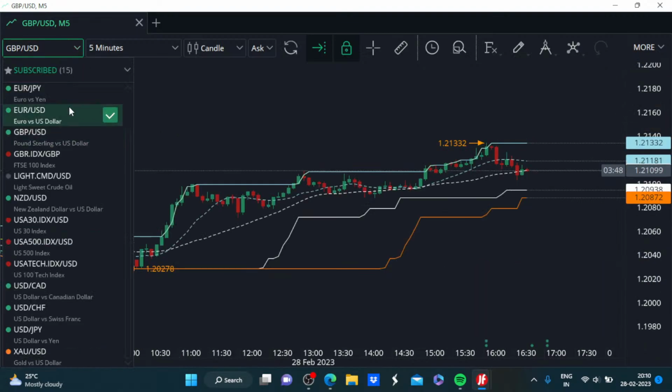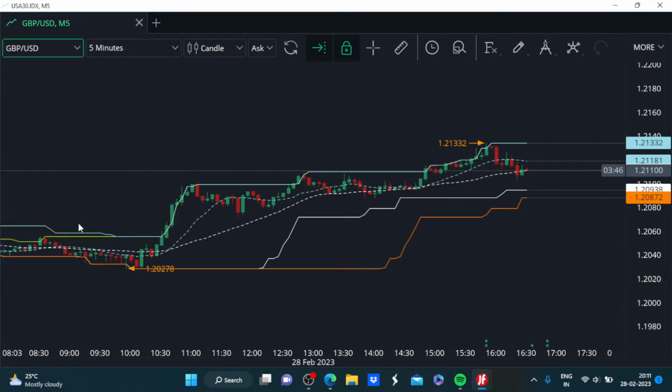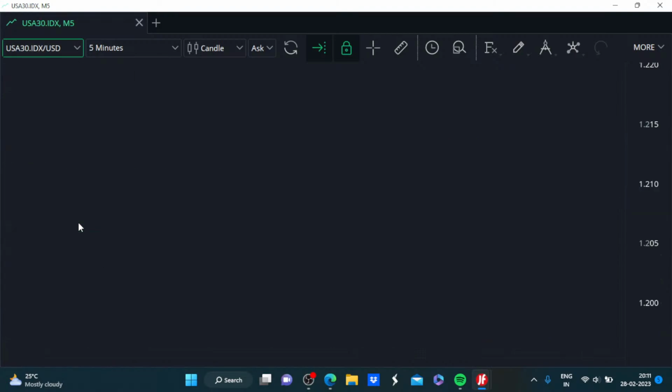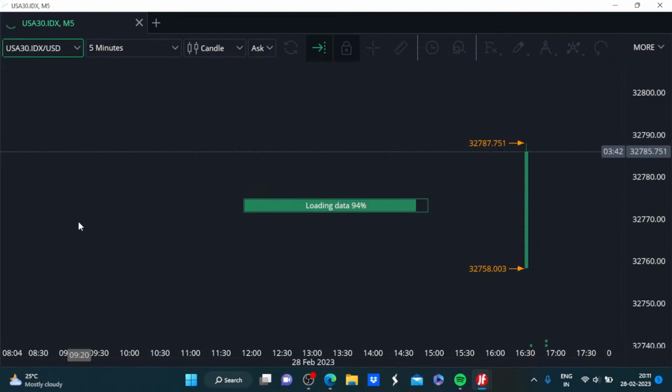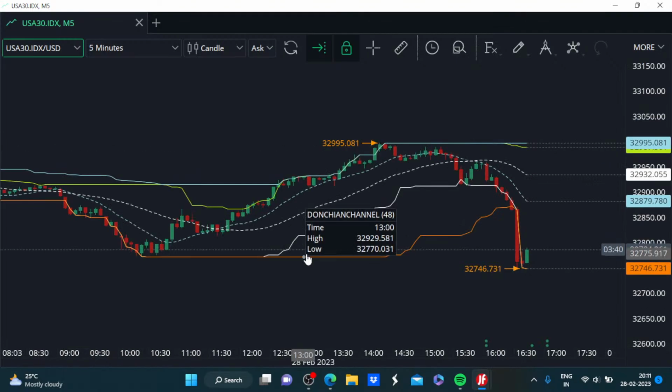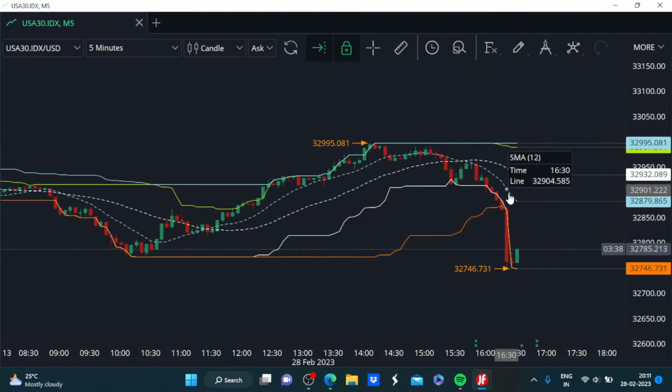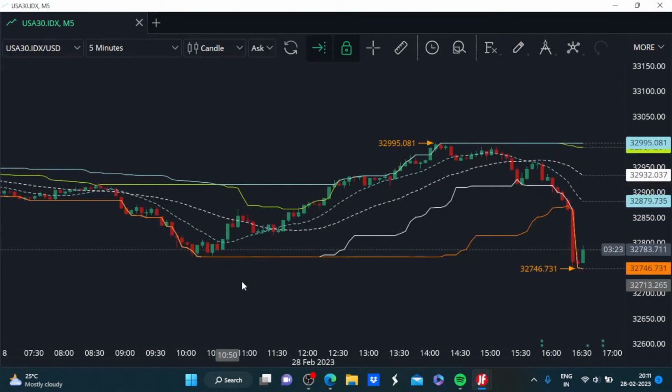Now let's see what's the story for the equity indices. For the US equities, the start to the day has been bearish. We saw this sharp decline of more than 100 points. Half a percentage point decline has been seen in the last half an hour itself. So that's quite a bearish start to the day.